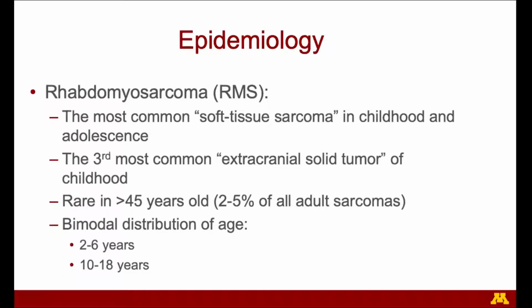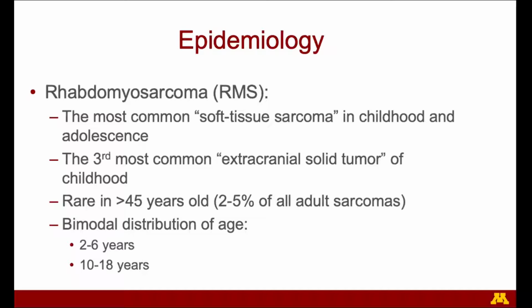Rhabdomyosarcomas are the most common soft tissue sarcomas in childhood and adolescence, with annual incidence of 4 to 7 cases per 1 million of children less than 15 years of age. It is actually the third most common extracranial solid tumor of childhood after neuroblastoma and Wilms tumor. These tumors are rare after 45 years of age. However, they occur in adults, and it constitutes 2 to 5% of all adult sarcomas.